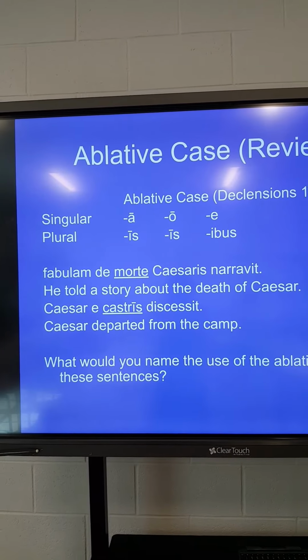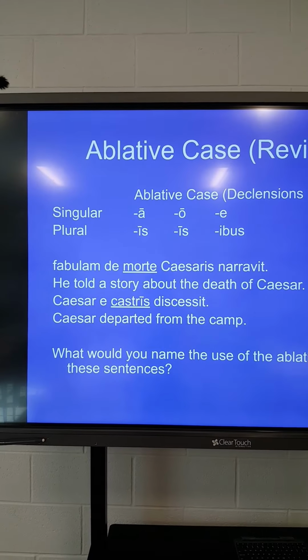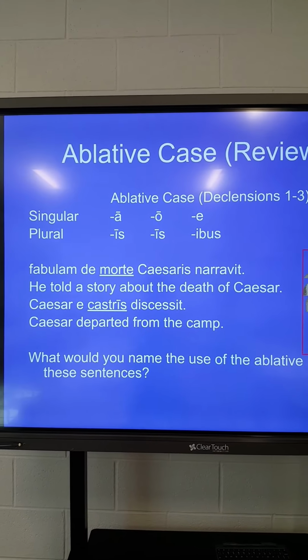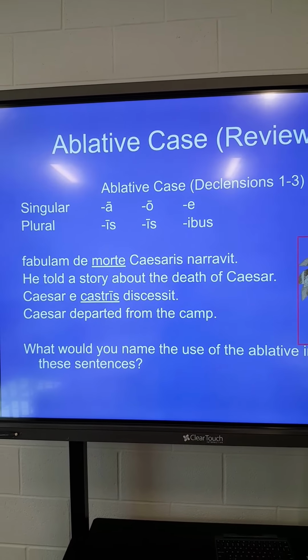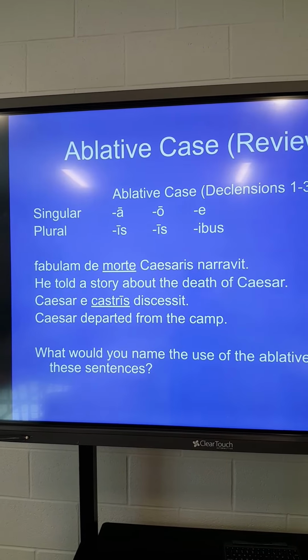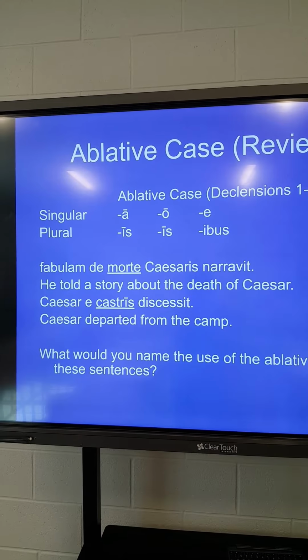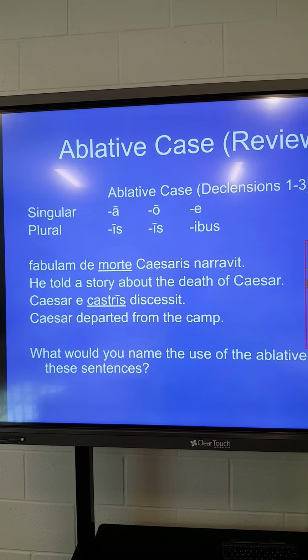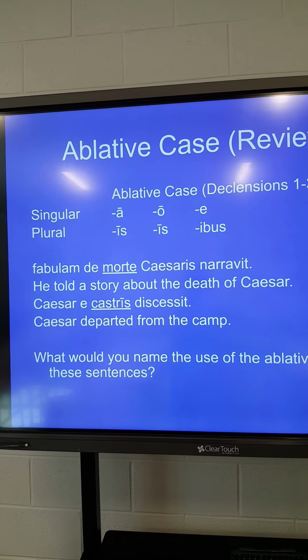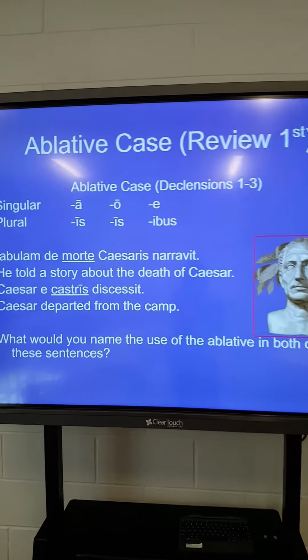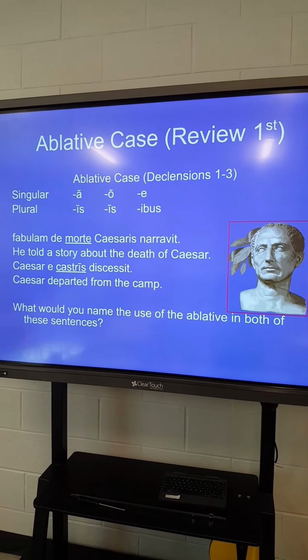He told a story, fabulam, about the death, de morte, of Caesar. So about the death would be your ablative there. And then Caesar departed, discessit, from the camp. From the camp would be your ablative prepositional phrase. Okay, so those are some things that we've seen before.